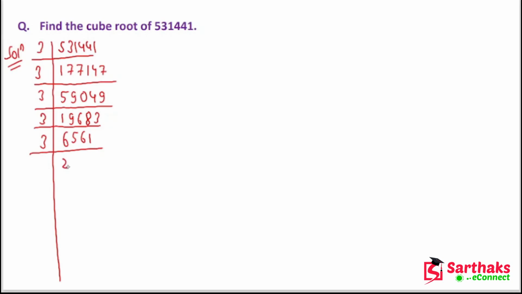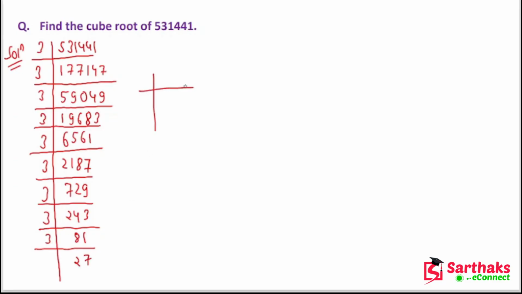So 3 into 2 would be 6, 3 into 1 would be 3, then 26, so 3 into 8, 24, then 7, 2187. Now again 2187, we already know it is a power of 3, so we can continue with 3, it would be 729. Now again we know 729, when divided by 3, we get 243, again divided by 3 we get 81, and it is 3 to the power 4, so it is 27. Continuing over here, we will divide 27 by 3, we'll get 9, again divided by 3, we'll get 3, again divided by 3, we'll get 1, right?